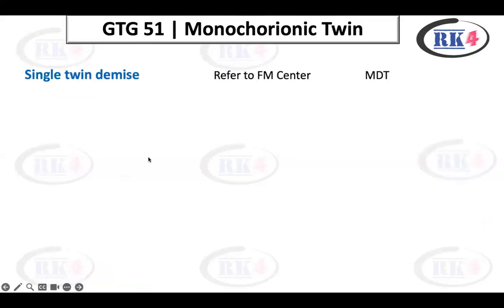So this is the last slide, which I thought I would add because this is an important exam question and multiple times asked. There isn't any difference in the new guideline, but still it's a very important information. How to manage if there is a single twin demise in monochorionic twin pregnancy. The first step would be to refer the patient to the fetal medicine unit. Okay. So what is the risk?